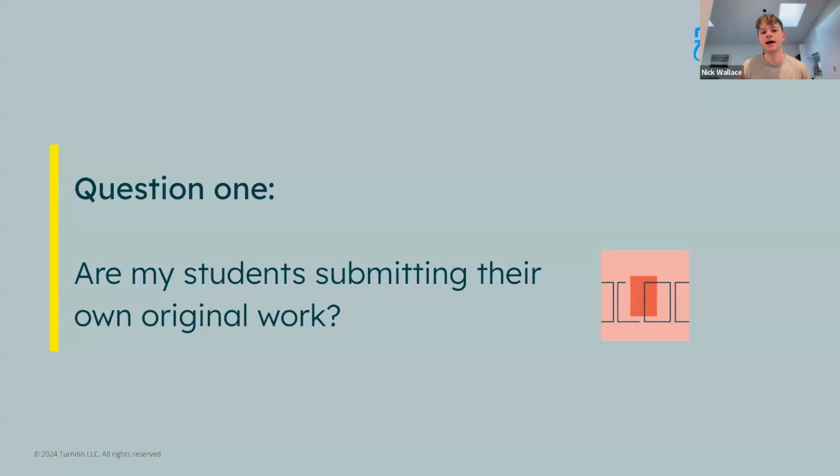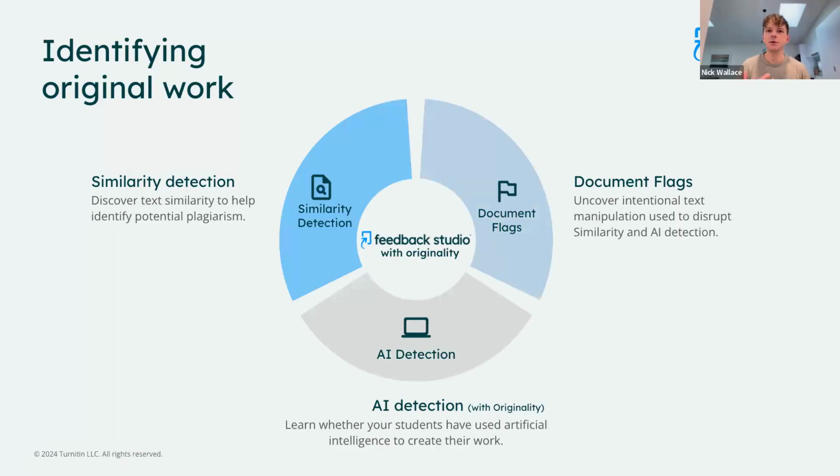So when we are considering that question one that I mentioned before, how do we know that the students are submitting their own original work? Well, there are actually three areas in which Turnitin Feedback Studio can help you to do this. The first one is what we call the similarity detection. That's going to help you to identify if the student's work is potentially similar to other existing works. So essentially, does their work contain plagiarism?